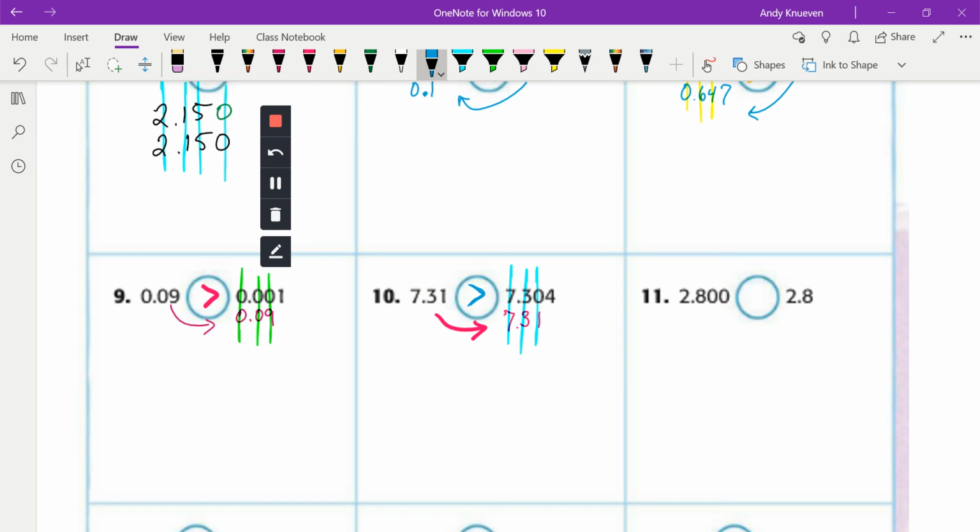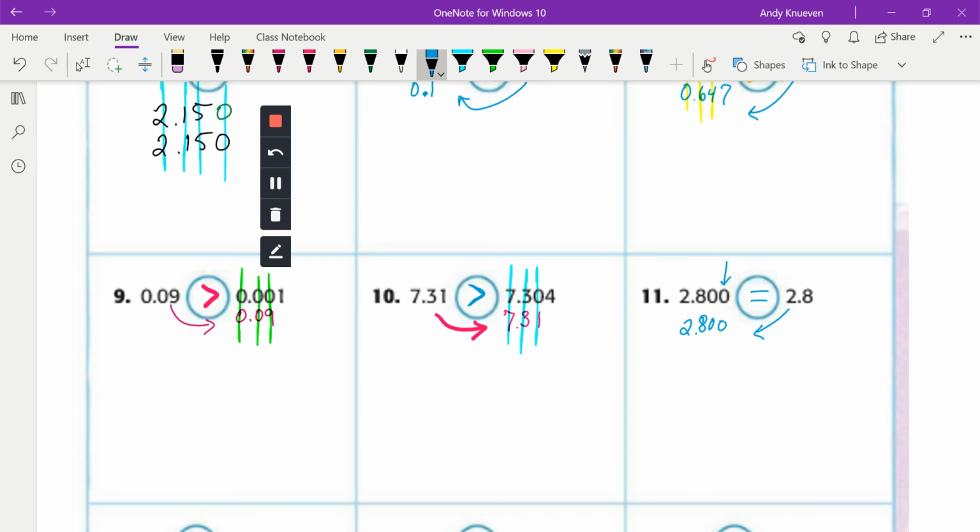And our last one I'm going to do in this is 2.8 compared to 2 and 800 thousandths, right? Because these zeros are going all the way up to the thousandth place, I have to say that whole number, 2 and 800 thousandths compared to 2 and 8 tenths. Well, just looking at it, even if we annex the zeros, they are going to be equivalent.